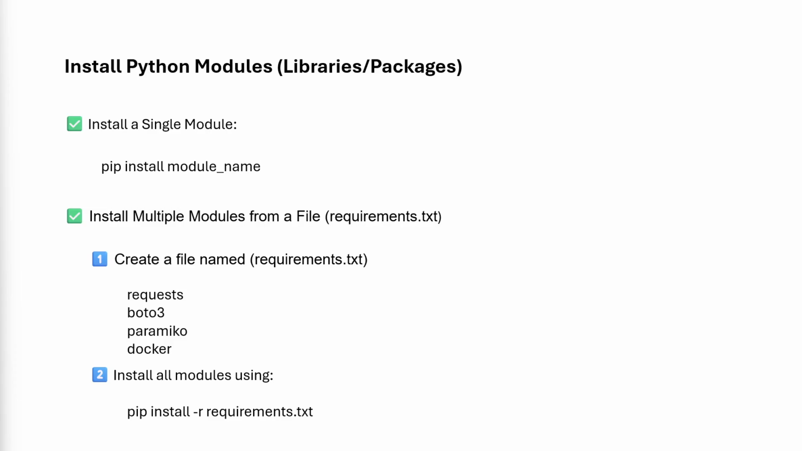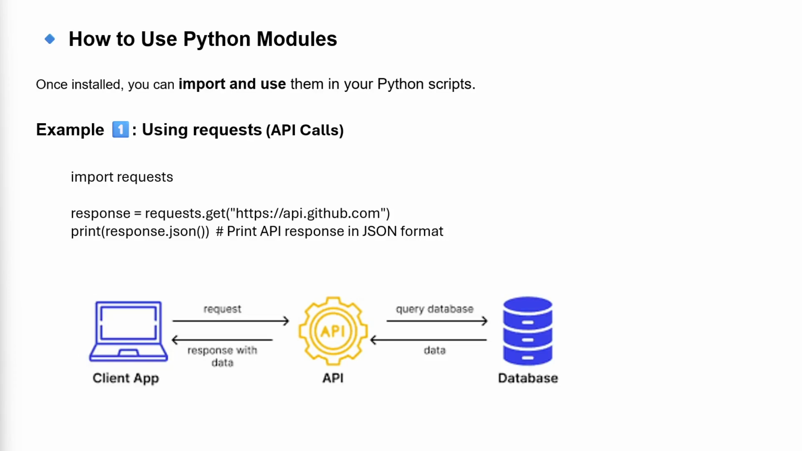Okay, so now let's see a few examples of how these modules can be used in Python. For example, we have to use the requests module. Why do we use the requests module? For example, we have a client app and we have to connect to the API and check some data from a database. So initially we will send a request, and then it will query a database, and then the data will be fetched from the API and the response will be given to the client app.